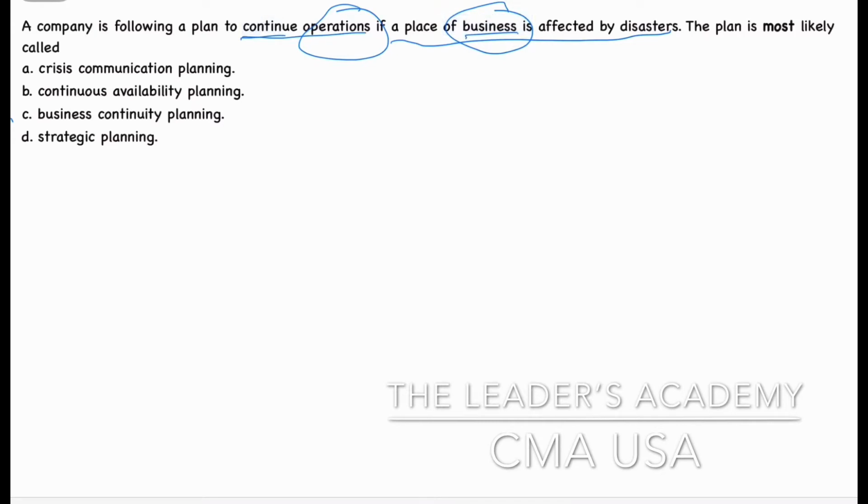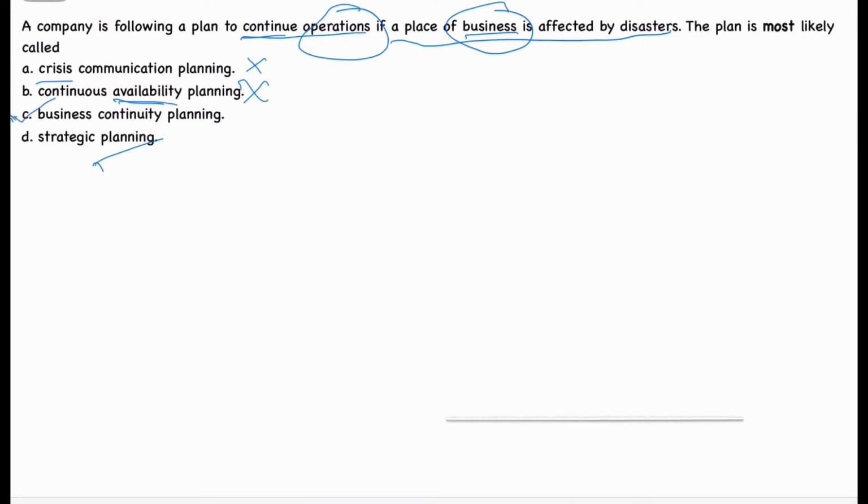They haven't spoken about crisis. Crisis is something like economic crisis, financial crisis, right? There is no relation between crisis and disaster, so this cannot be the answer. Continuous availability planning will be done for raw materials, for procurement purposes. That's why this cannot be the answer. Strategic planning will always be done for the growth of the company, not for the continuous business of the company. That's why the only option left is option C, business continuity planning.